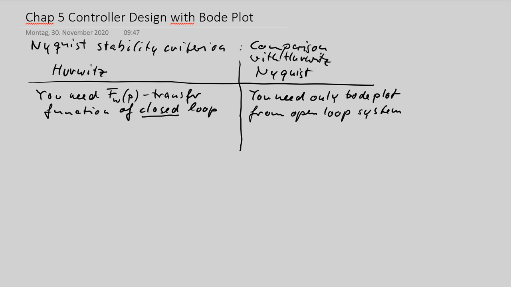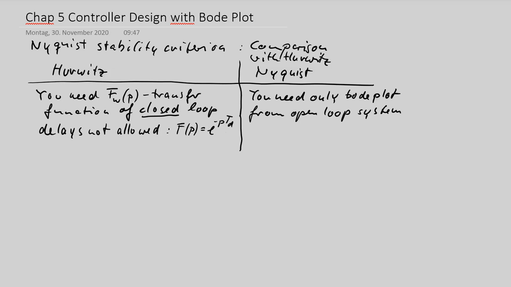Another difference is that delays are not allowed in Hurwitz. Why? A delay has a transfer function which is e to the power of negative s times T delay. So this is not expressible with a polynomial function. Here we need the coefficients of the polynomial function of the denominator. If there is a delay, then you have this type of term, and then you do not have the standard transfer function with numerator and denominator as two polynomial functions. So delays are not allowed.